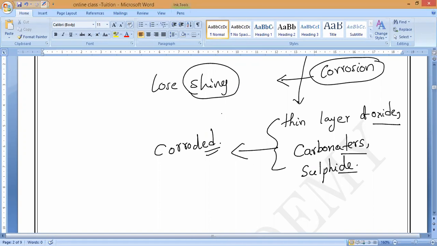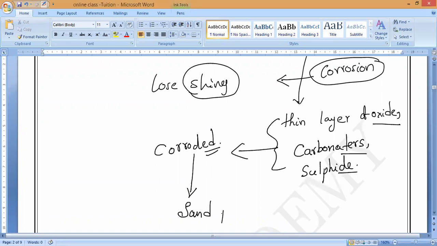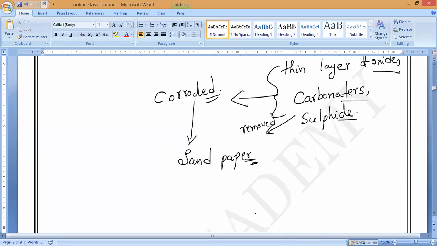Now, if you rub this dull surface of a metal object, I want to remove this and get back the shining surface. With what paper do I have to rub? I have to rub with the sandpaper. Everybody remember, I have to rub with sandpaper. Then the outer corroded layer has been removed with the help of water and sandpaper. Then again they become shiny and bright once again.